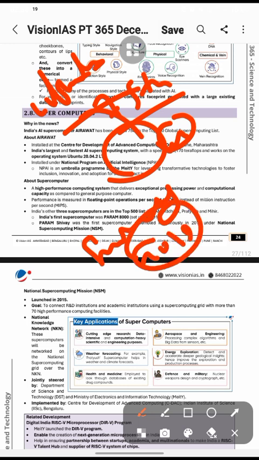They launched it with the goal of connecting R&D and the knowledge grid of the network. Supercomputers will be networked on the National Supercomputing Grid, with the Department of Science and Technology and the Ministry of MeitY as the Centre for Development of this. It serves cutting-edge technology, aerospace engineering, weather forecasting, energy exploration, defense, and health and medicine.